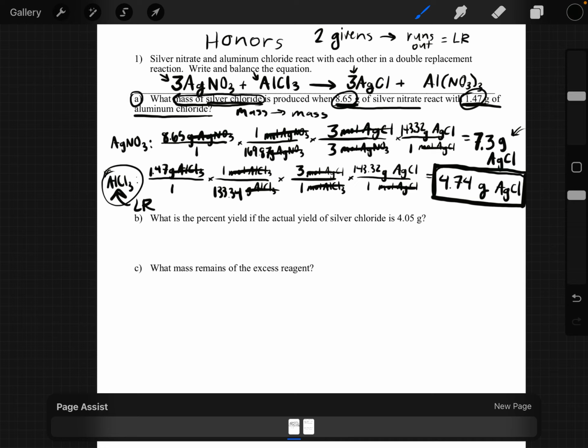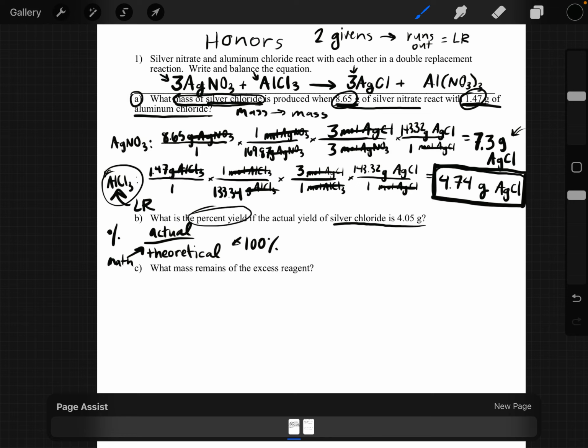Another one you could have would be a percent yield problem, okay? And so it'll say, what's the percent yield if the actual yield is 4.05 grams of silver chloride? So the equation we use for percent yield is going to be actual over theoretical. Guys, theoretical really means just the math you did. Okay? Times 100%.